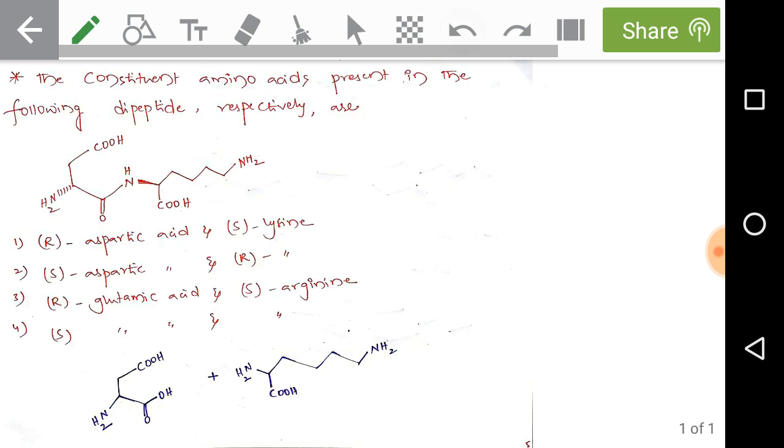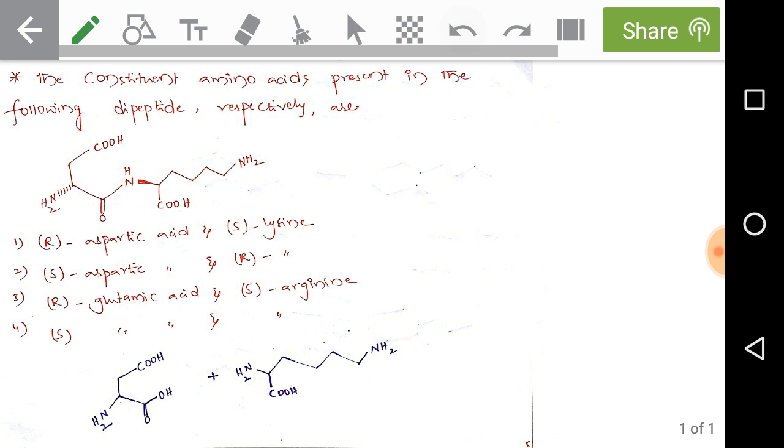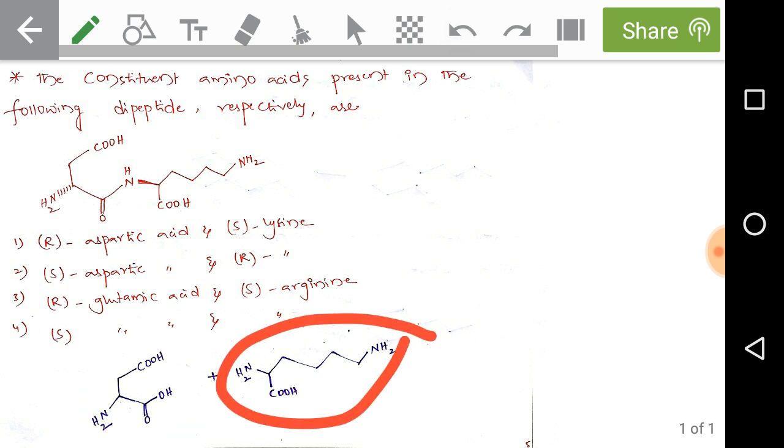Okay, right. And next one, the constituent amino acids present in the following dipeptide respectively are. So we need to look at the given dipeptide at the linkage of simply C double bond O NH. That means the peptide bond. We need to look at the peptide bond in the given dipeptide, and we need to just cleave that peptide bond. Whenever you cleave that, we can get these 2 amino acids. So this amino acid is aspartic acid and the other one is lysine.